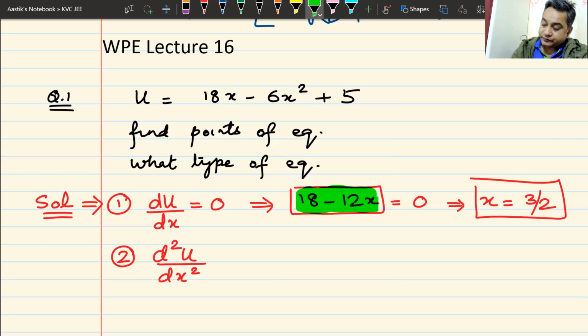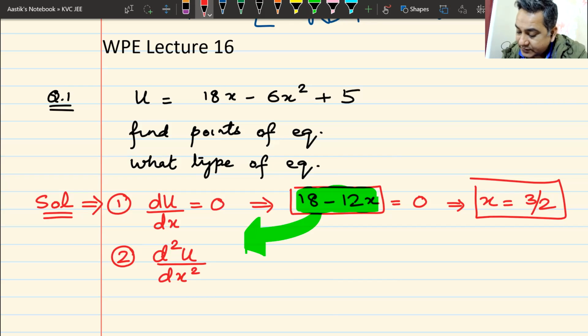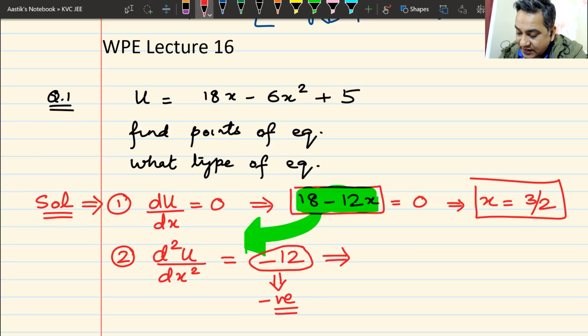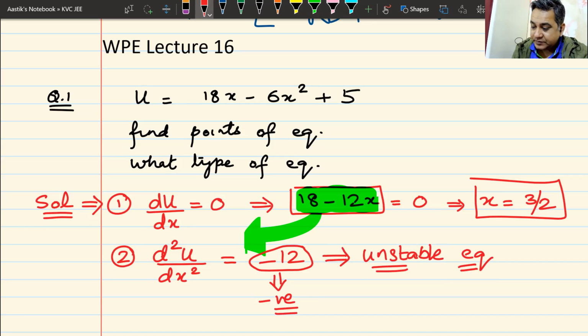So I differentiate this once more. If I differentiate this once more, what do I get? I get minus 12. That is the only possible result that I can get. Now this minus 12, as you can see, is negative. Second derivative is coming as negative. That means this is maxima. And that means that this condition has to be a condition of unstable equilibrium.